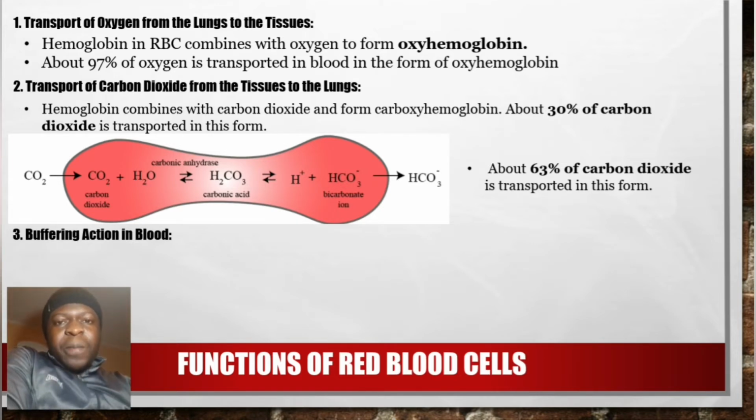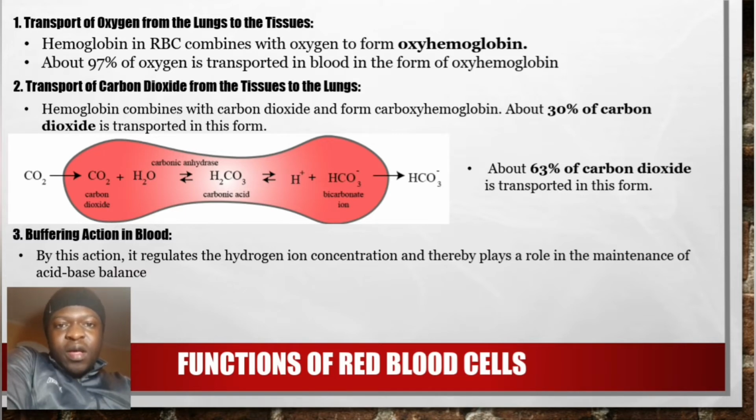Third function, the buffering action. The RBCs have an important buffering action in the blood. By this action, it regulates the hydrogen ion concentration and thereby plays a role in the maintenance of acid-base balance.